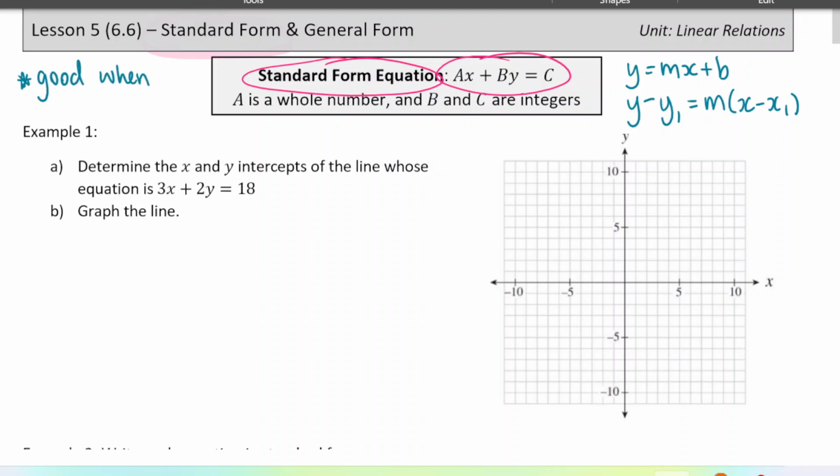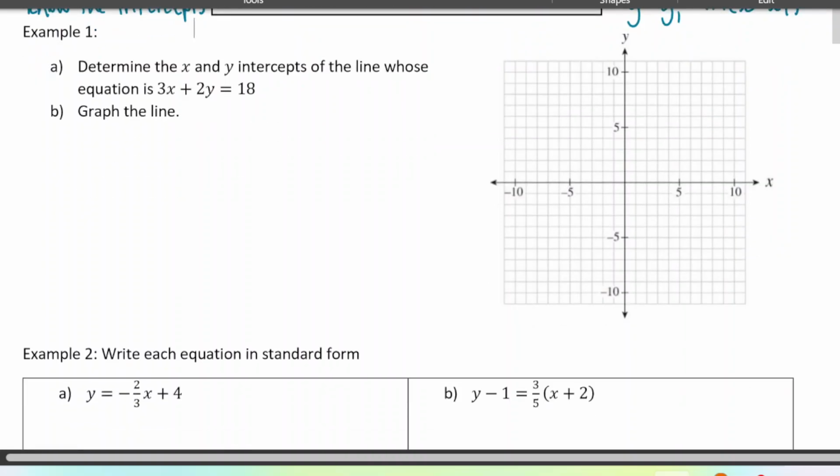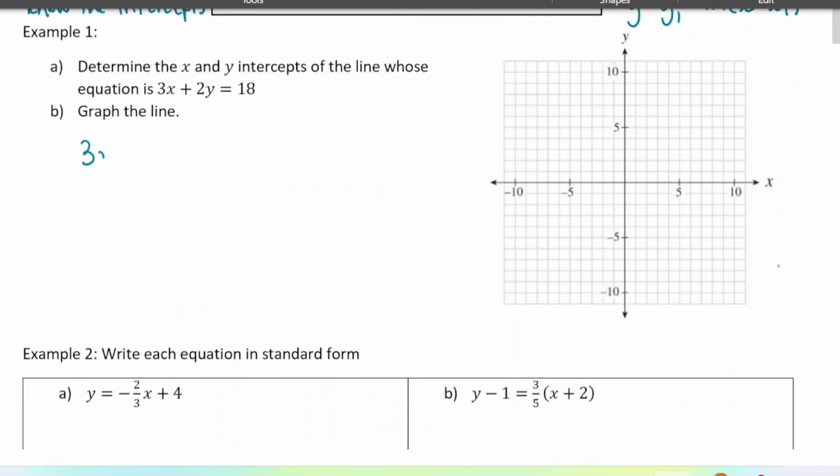This one is particularly good when you know the intercepts, both intercepts, the x and the y intercepts. This time the numbers a, b, and c don't actually have much relevance in terms of telling you the slope or a particular point, but what you can do from this equation is find the intercepts really quickly. So let me show you how that works, and we're going to graph the equation, and then we'll do a word problem. Okay, so here's our equation, 3x plus 2y equals 18.